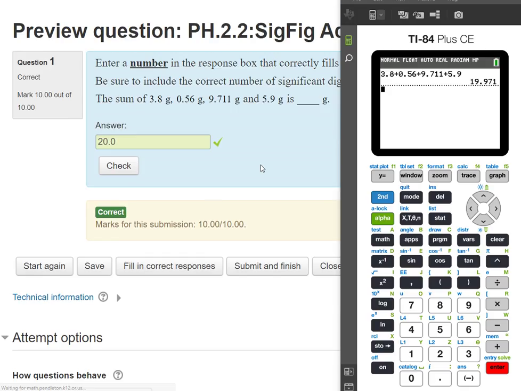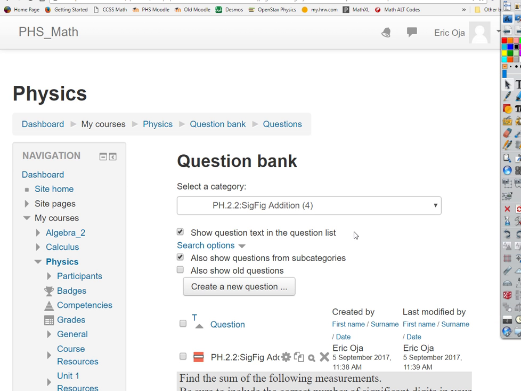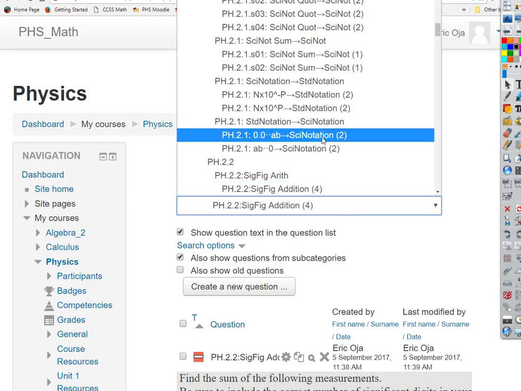Same thing for subtracting, right? So we're just going to line them up and only keep the least precise column. Okay, what about multiplying? So what if we do something like this? Multiplying or dividing.